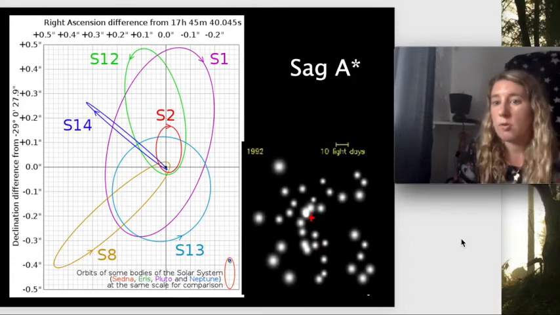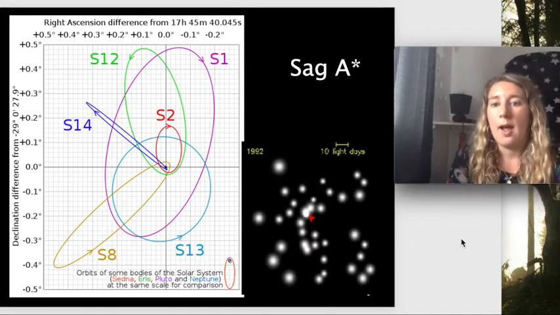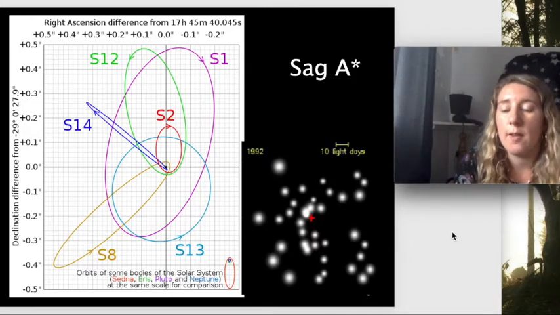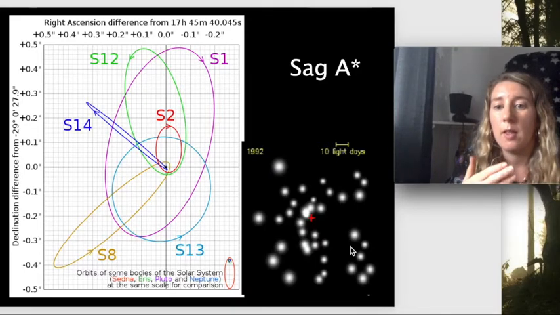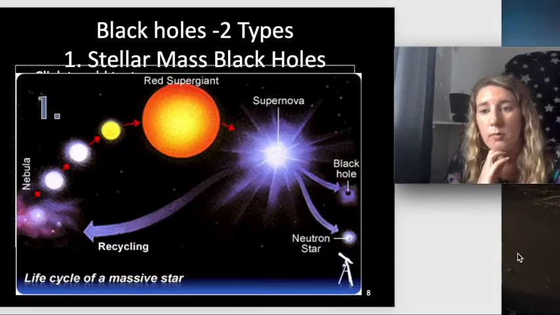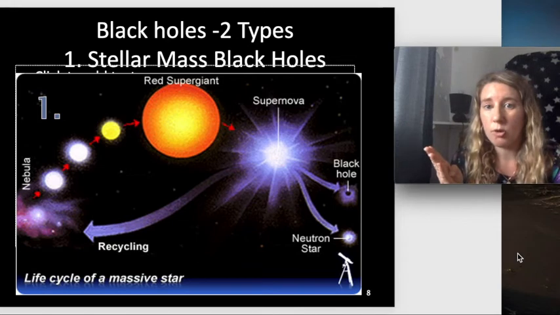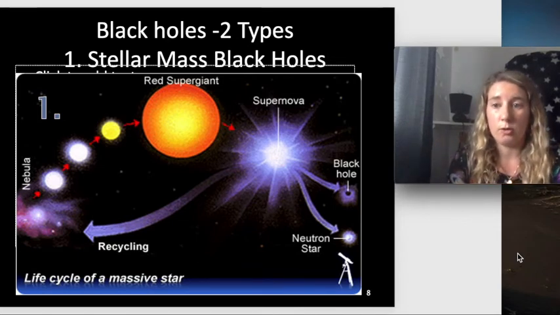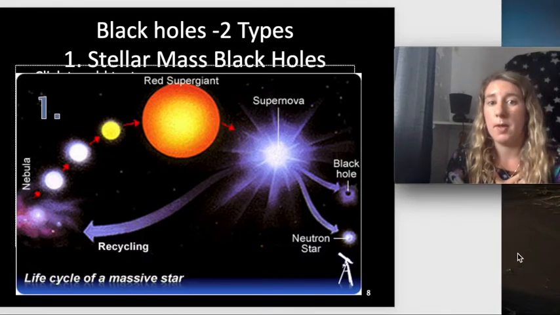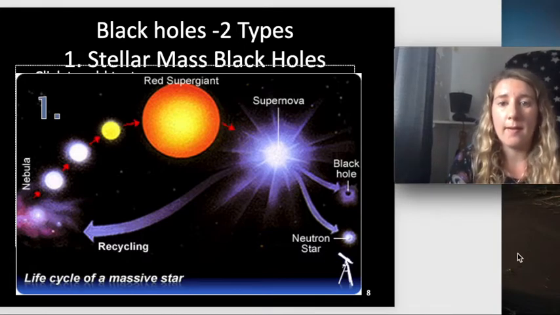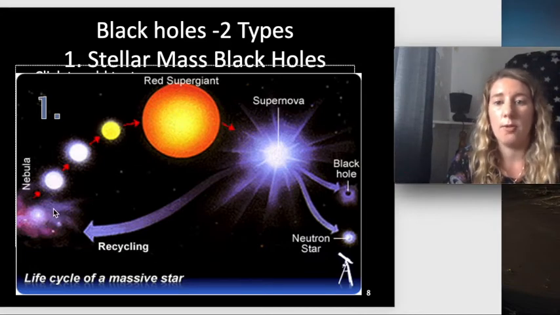There is a supermassive black hole in our galaxy, and we call it Sagittarius A star simply because it is in the location of Sagittarius. So there are two different types of black holes. You've got the stellar mass black holes and then the supermassive black holes, which is the ones I studied for my PhD. The stellar mass black holes are a result of the life cycle of a star, basically.